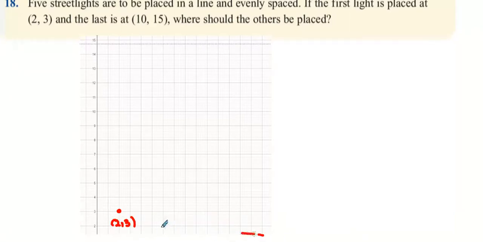10, 15. So let's count it across. 2, 4, 6, 8, 10. 10 is located here and up to 15. 10, 15. Yes, sir. Yeah, that's what I'm showing you this way. This is like the backup plan. Now, they have to be evenly spaced, don't they?